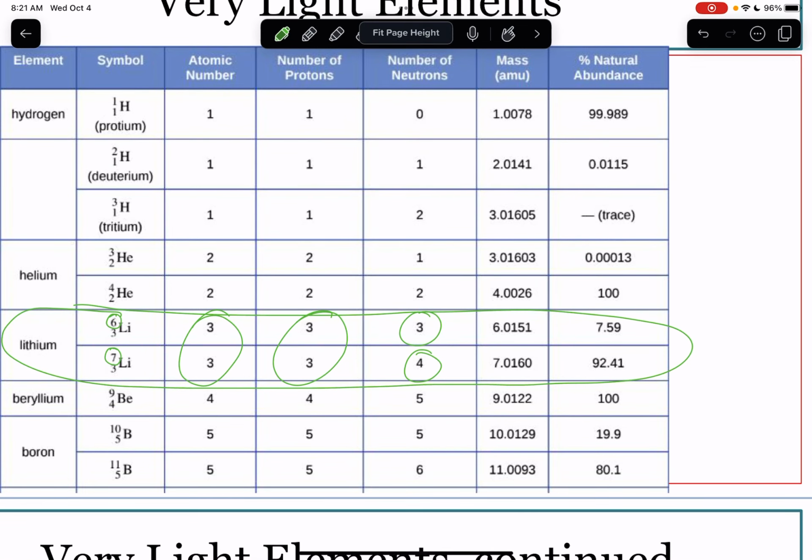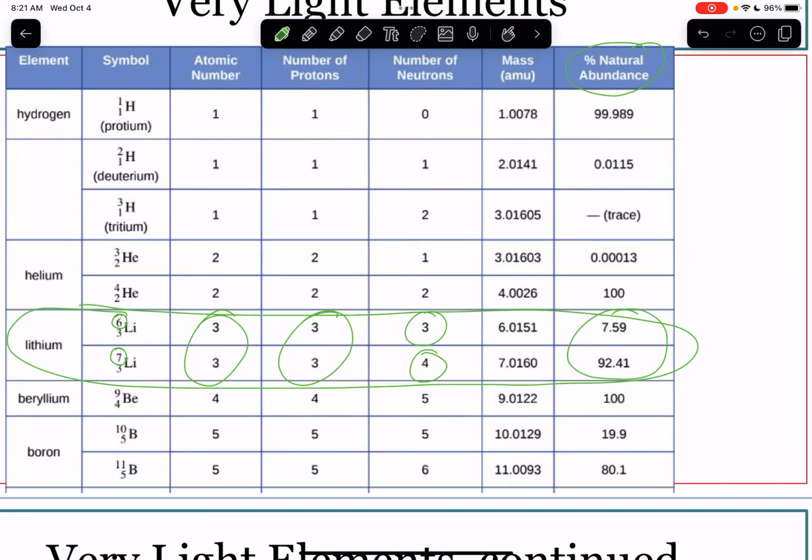Here are the percentages for the natural abundance. Lithium-6, the one that has a mass number of 6 with 3 neutrons, exists as 7.59% of all the lithium atoms in nature. 92.4% of all of the lithium atoms, basically the rest of the lithium atoms, are lithium-7, the lithium atoms with 4 neutrons.